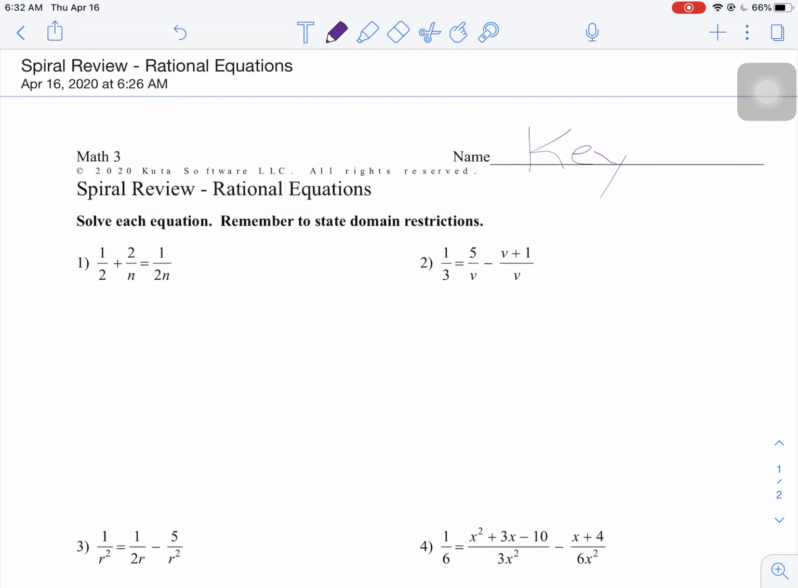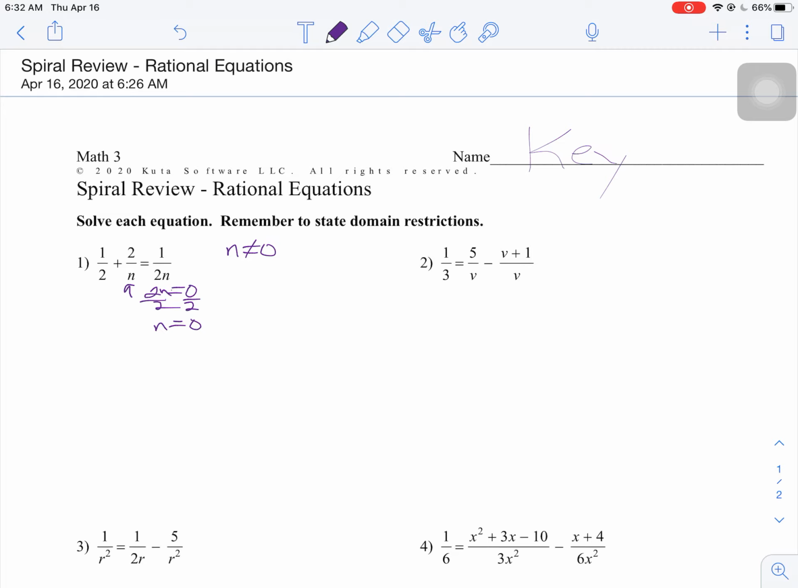So on number 1, we want to state our domain restrictions. So n cannot be equal to 0. I figured that out because I looked at my denominator, and in this one, if n was 0, the denominator would be 0. And then same thing over here, 2n equals 0, divide by 2, divide by 2, so n would be equal to 0. And we don't want the denominator equal to 0.